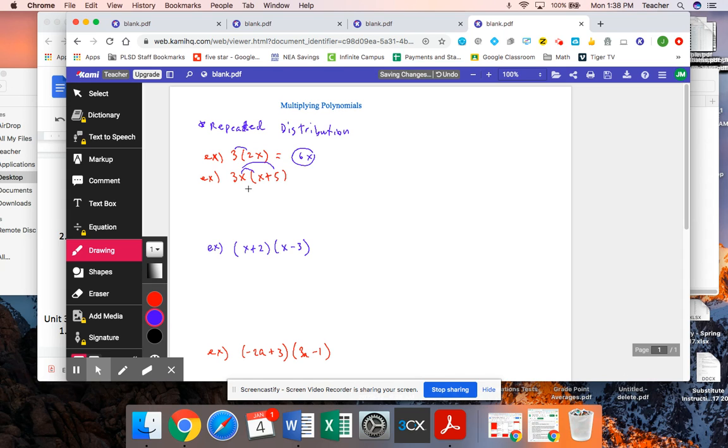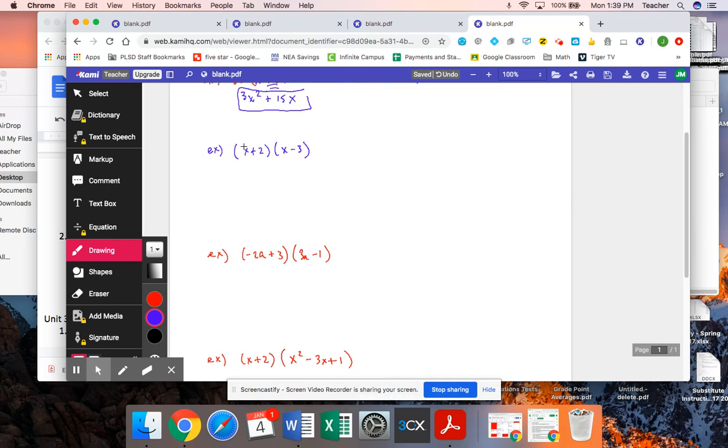So 3x times x. Remember, x times x, we can rewrite that as x squared. So 3x times x is really 3, because there's a 1 right here, and then x squared, and then let me multiply it by 5. So 3x times 5 is a positive 15x. So that's that one.